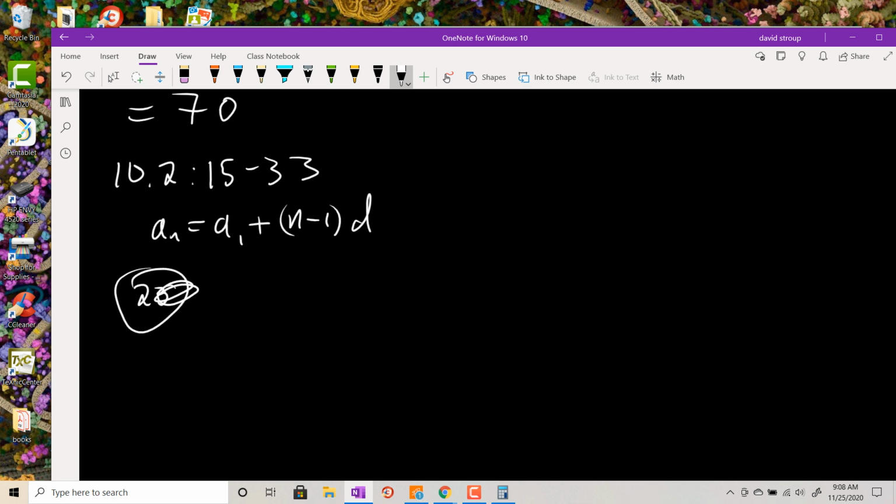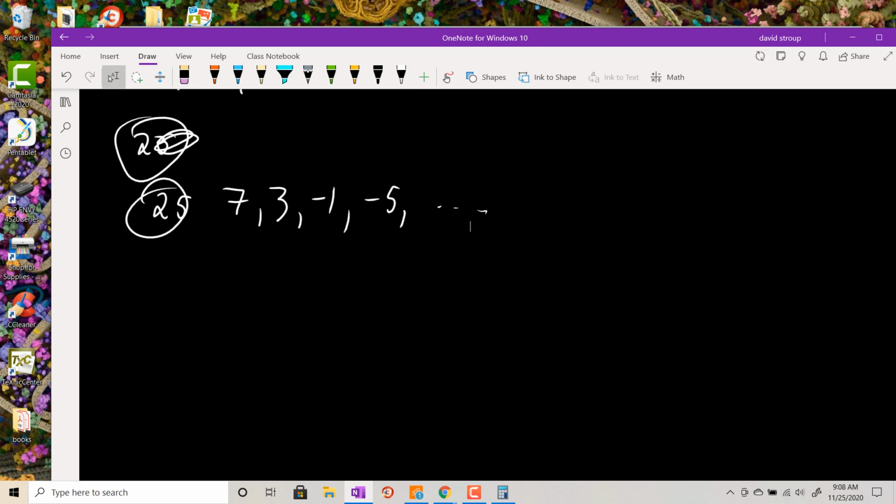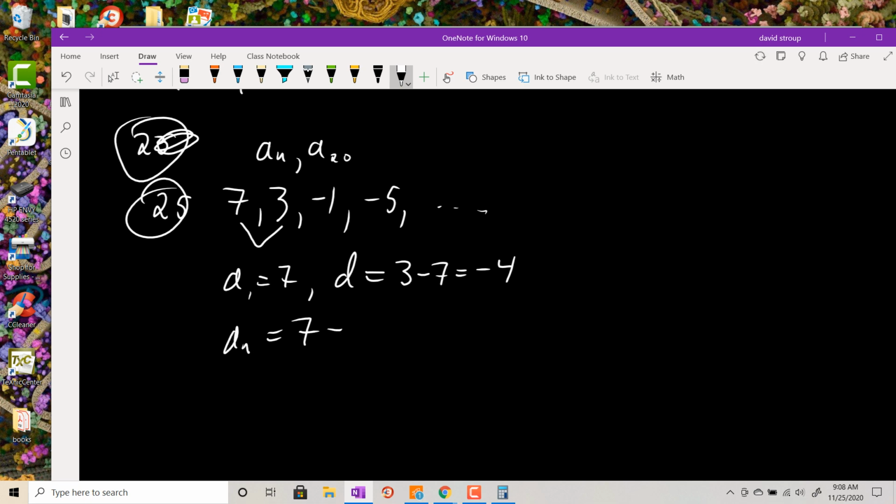Oh, let's not look at 23. Let's look at 25. So they give us 7, 3, -1, -5, dot, dot, dot. And they want you to find a sub n, the nth term formula, and then find a sub 20. Okay. So to find a sub n, I need a sub 1. A sub 1 is 7. And then I need the d value, the common difference. So in this case, it's 3 minus 7, which is -4. So my a sub n should be 7 plus n minus 1 times -4.